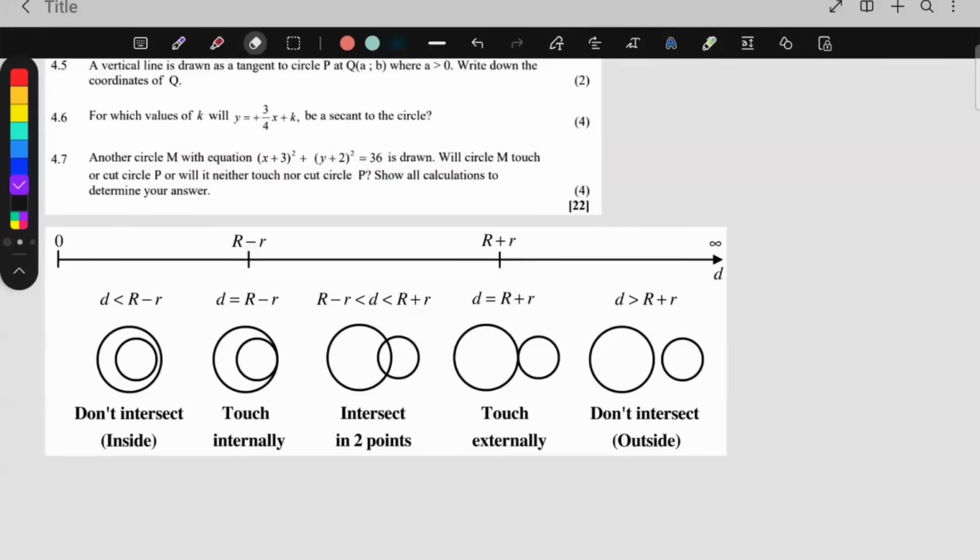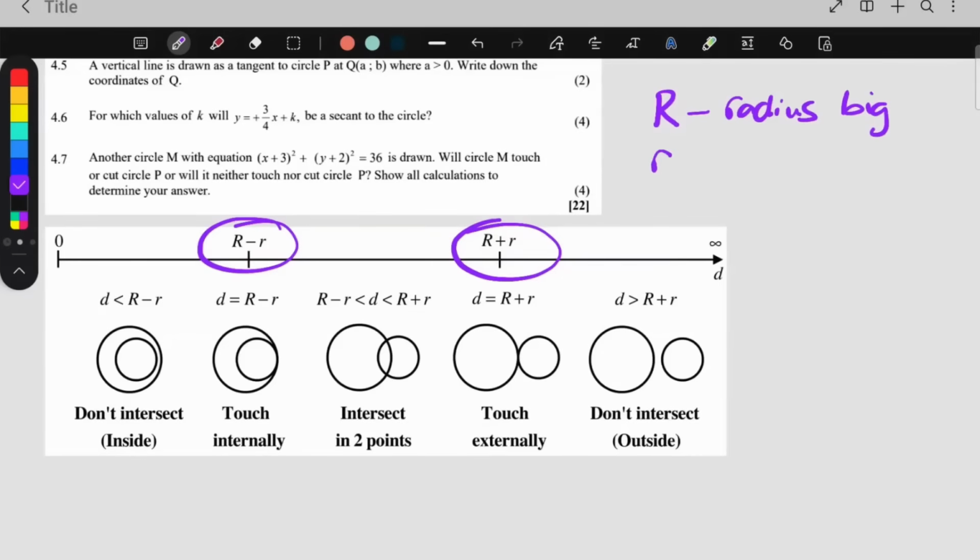So here I have a summary that you can use to find out if circles touch, or if they don't touch, or if they intersect. The first thing I would do is work out R minus r and R plus r. I'm going to write down: capital R refers to the radius of the bigger circle, small r refers to the radius of the smaller circle, and then d refers to the distance between the two centers.